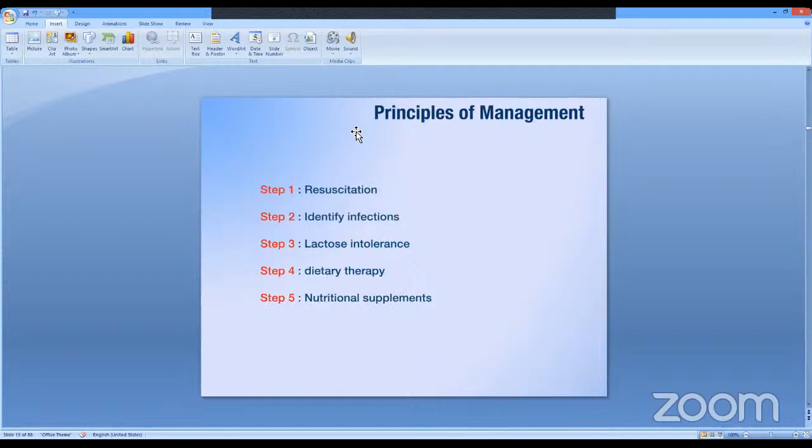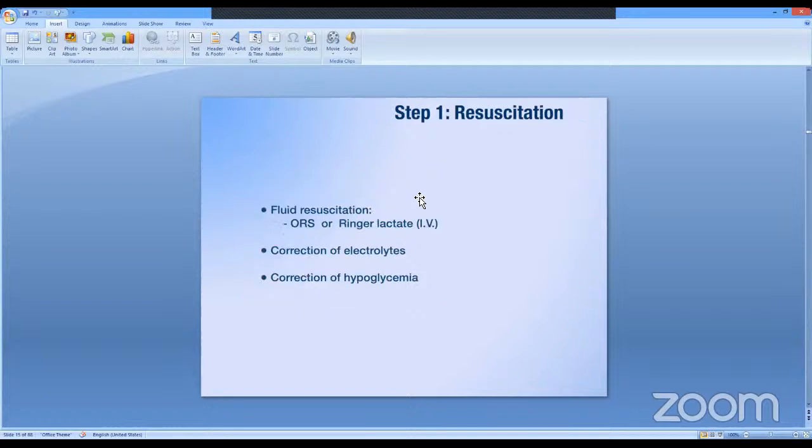So if we want to manage, we have to manage in a stepwise fashion. First step, resuscitation, then identify infection, then management of lactose intolerance if present, dietary therapy, and nutritional supplements. And you see, in these 5 steps, prescription of an antibiotic is not required at all. Prescription of an antibiotic is required only in few situations that I will discuss in the next few slides.